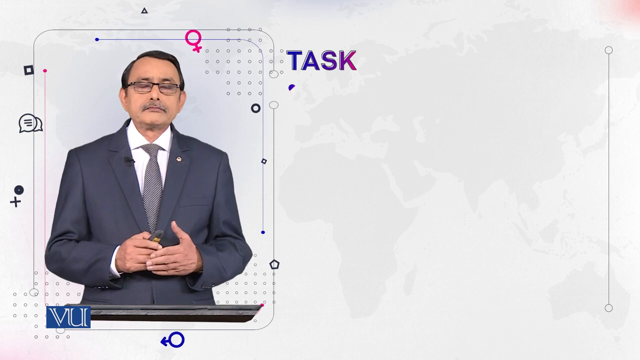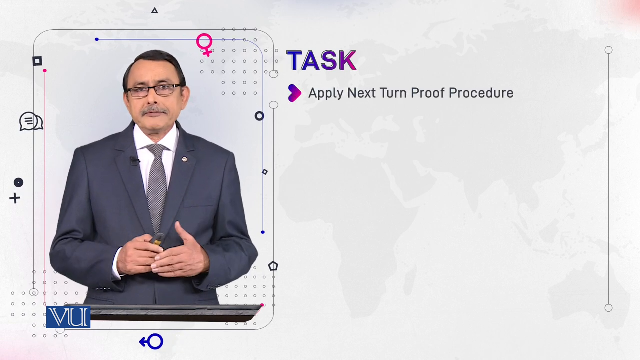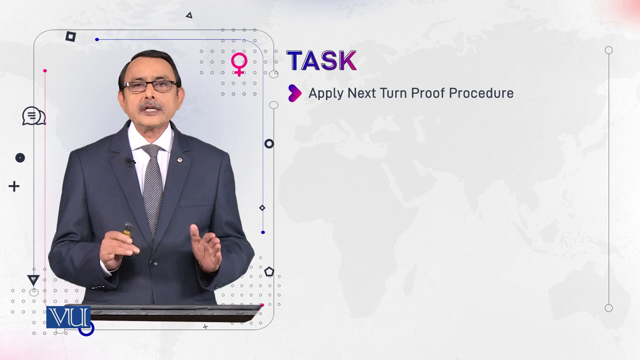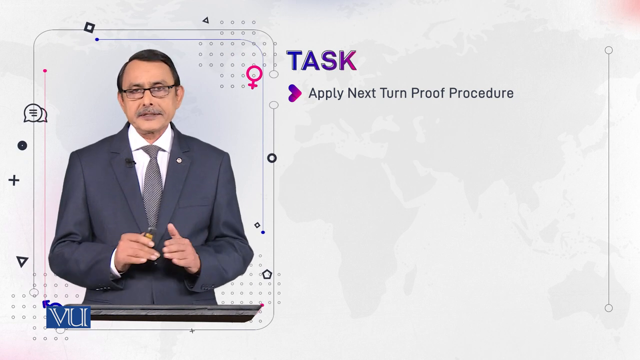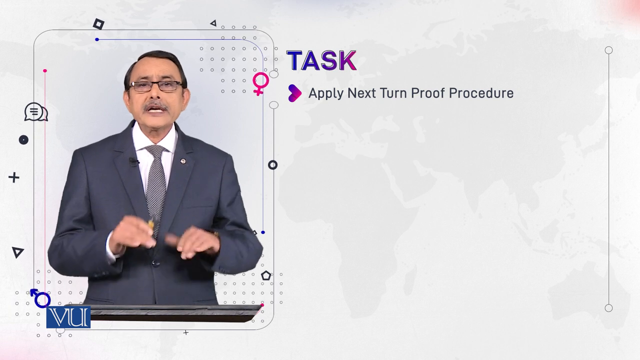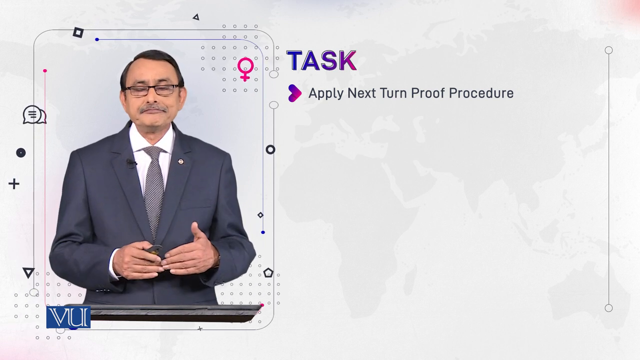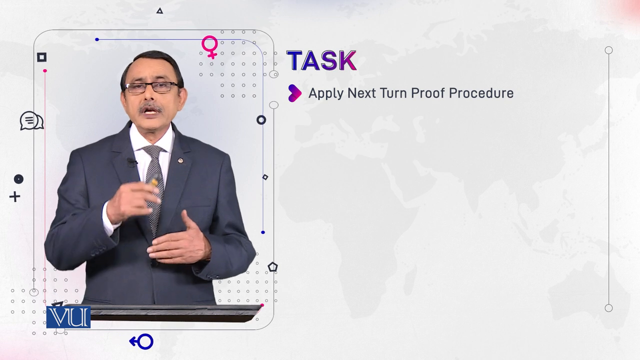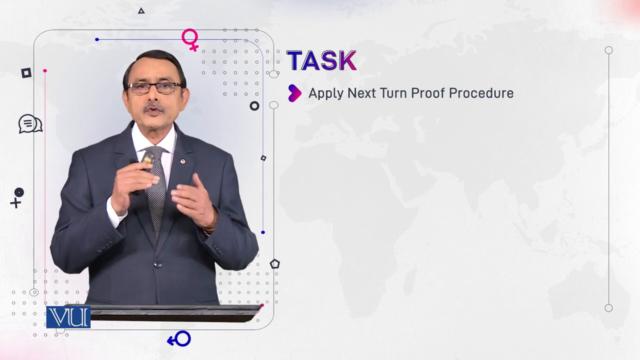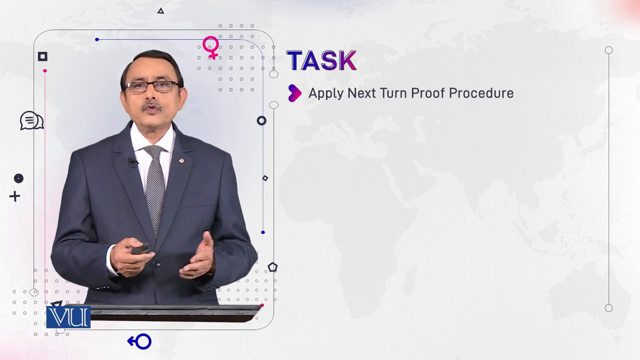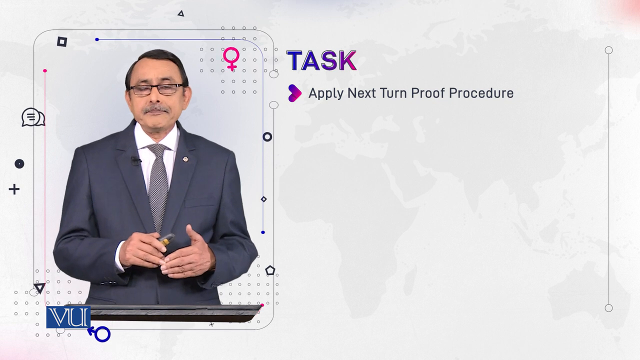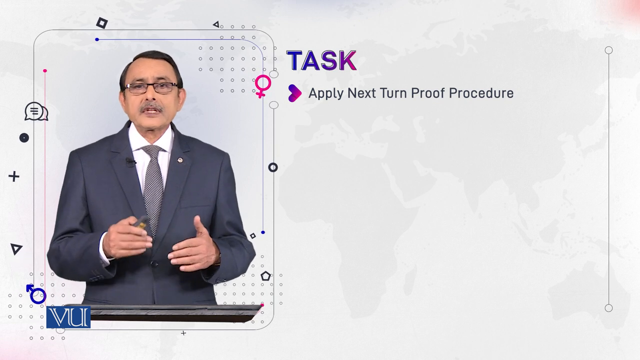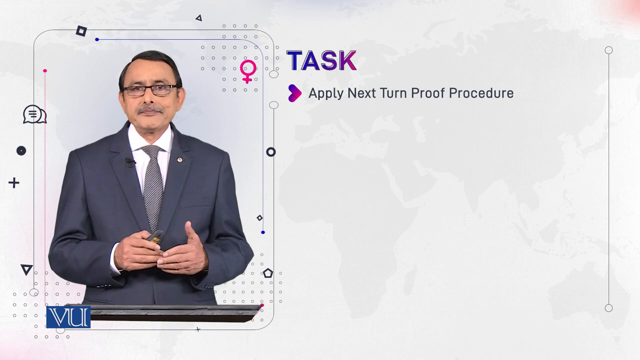This is a task that you would do. Here you will apply this procedure which I have mentioned, which is called next turn proof procedure. You will focus on next turns throughout this dialogue, because every next turn would be understood in light of the previous turns. Previous turns would provide a kind of context to understand next turns. You will find out whether second turns in this dialogue really show understanding of the addressee.